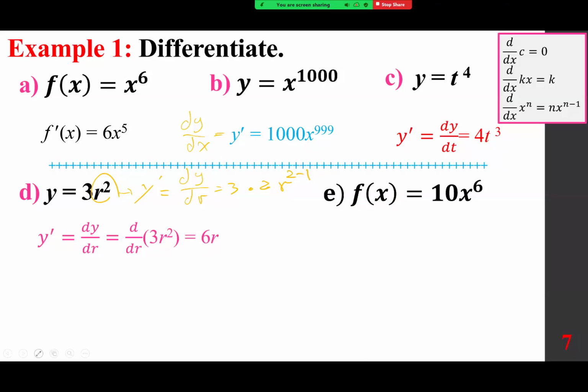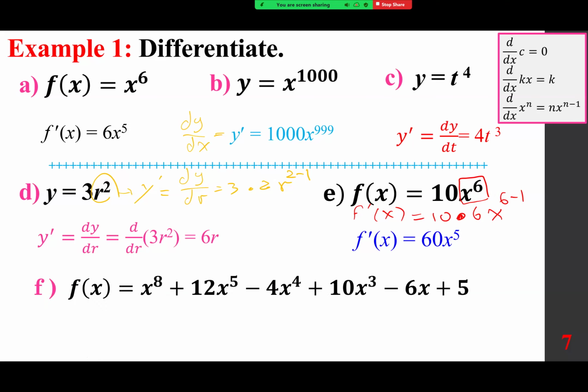What about this one? F prime of x equals 10 times 6 x to the power of 6 minus 1, 60x to the power of 5. You don't have to write all those steps, but I just wanted to emphasize how we get that.